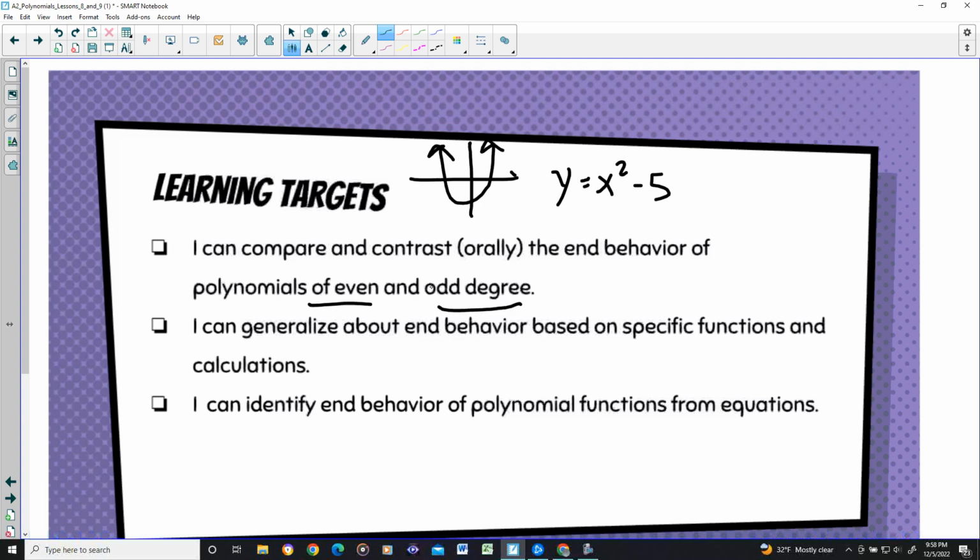So remember what degree means. Degree is that highest exponent of the polynomial that gives us most of the properties that it has. But ultimately, our goal at the end of this is to look at those functions and identify what the ends of the graph are going to do, not just based on the graph, but also simply based on the equation. All right, let's get started.